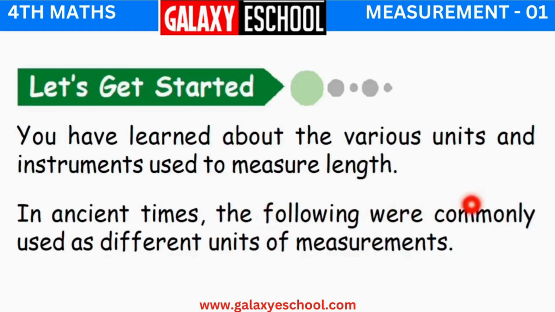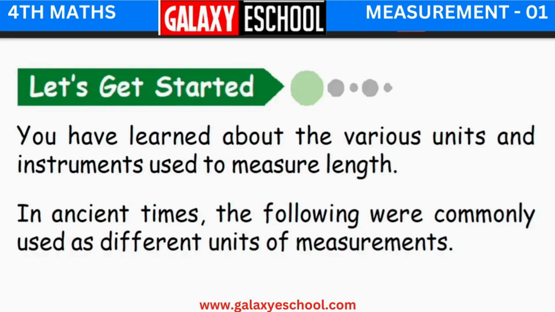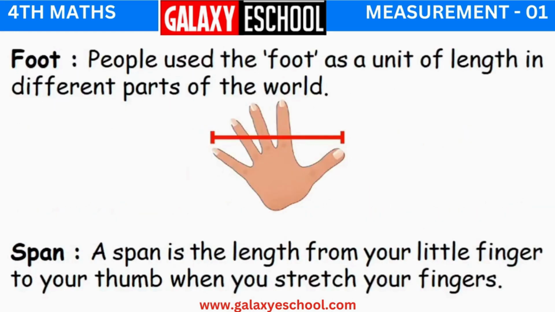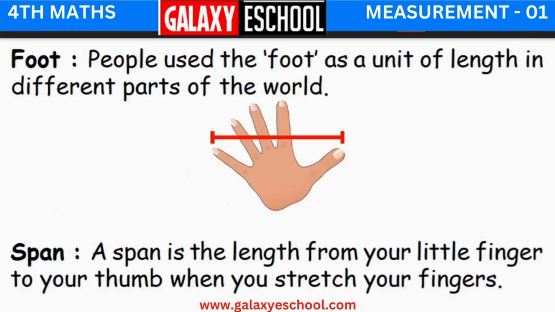In ancient times the following were commonly used as different units of measurements. Now in the ancient times, means in the olden days, that is way back some thousands of years ago, the following were used as different units of measurement. What is it? The first one is foot. People used the foot as a unit of length in different parts of the world.